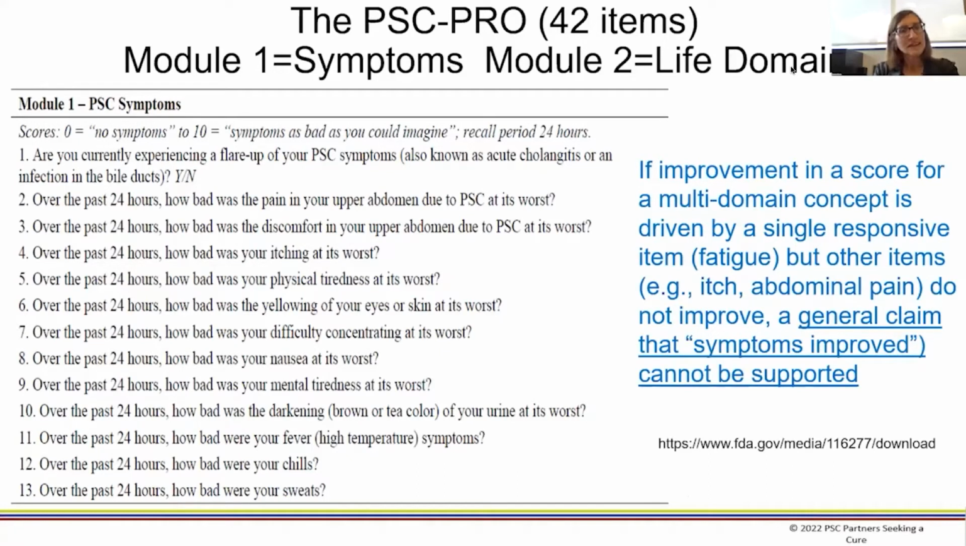So one of the disadvantages of putting all of these symptom scores into one total symptom score is that it's a multi-domain concept. It's multiple symptoms wrapped up into one score. So one of the issues from the FDA is that if improvement in a score for a multi-domain concept is driven by a single responsive item, say fatigue improves dramatically, but other items like itch or abdominal pain do not improve, a general claim that symptoms improved can't be supported by this measure. So that could prove a little bit of difficulty with the use of this for symptoms.